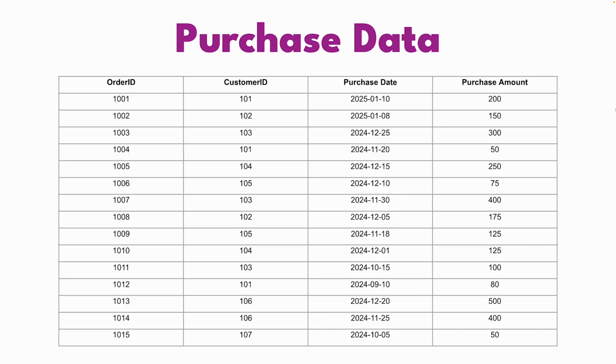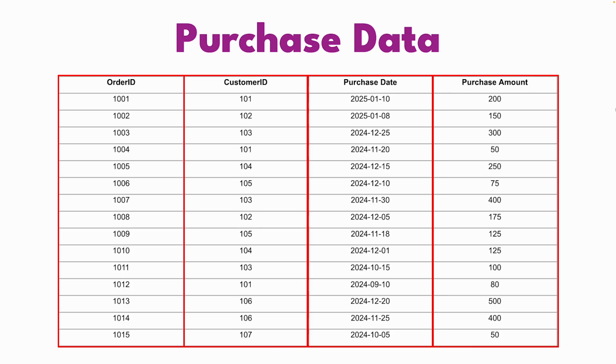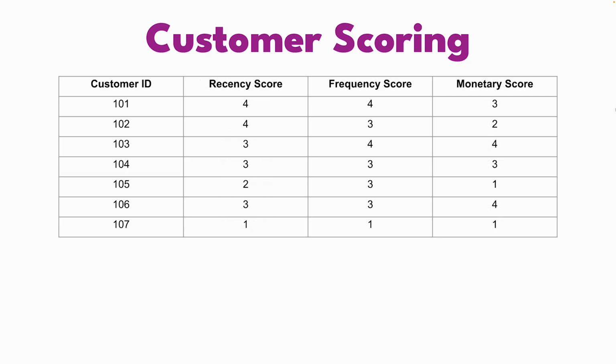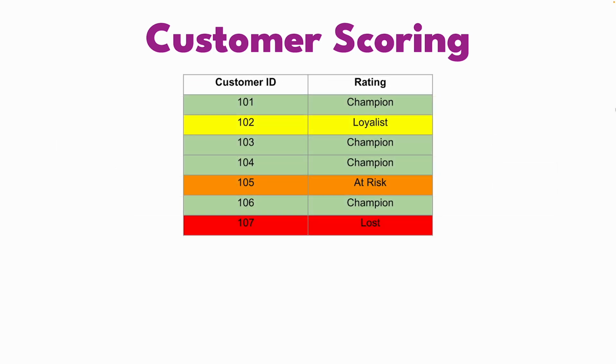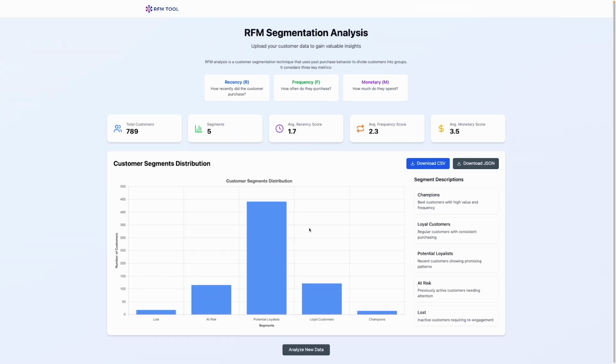The way it works is this. You need purchase data containing a purchase date, purchase amount, then both order and customer identifiers. You then score each customer based on how recently they purchased, the frequency of orders they've made, and the purchase amount of those orders. You can then segment customers based on their score and give those segments names like champions, loyalists, or at risk. RFM segmentation is something that can be done either using Excel, see my tutorial, or dedicated tools, and I'll leave a link to this one in the description.